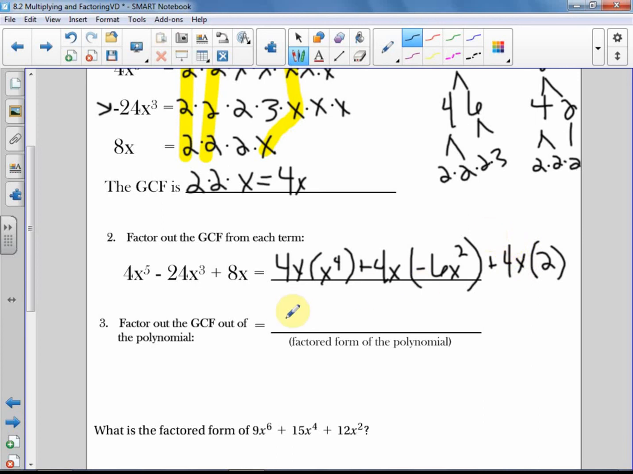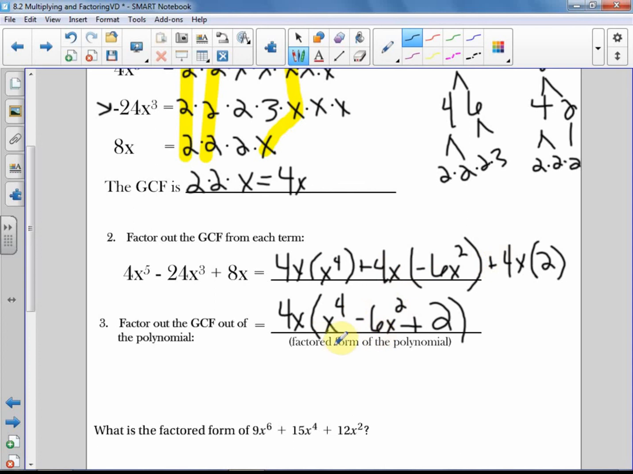So I am now going to take that 4x out. We're going to clean this up a bit. So I'm going to have 4x times everything that was factored out. So I have 4x times x to the fourth minus 6x squared plus, that's a plus, 2. And that's it. That is the factored form of the polynomial.